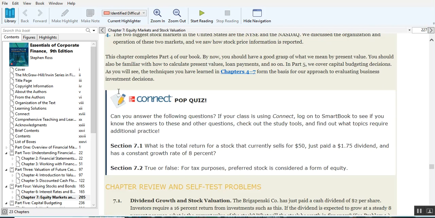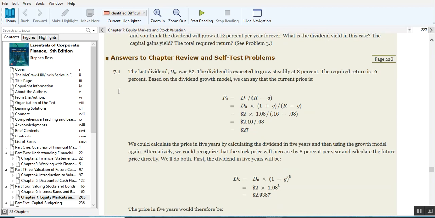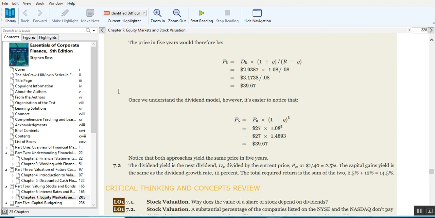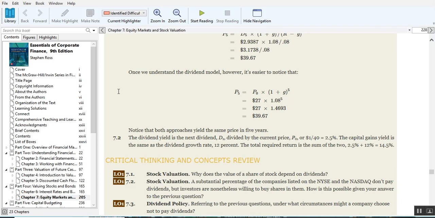Now I want to get down here to the questions for Chapter 7, because you got two questions you need to answer. One is stock valuation. Why does the value of a share of stock depend on dividends? And then the second one is a substantial percentage of companies listed on both exchanges that we talked about don't pay dividends, but investors are willing to buy shares in them. How is that possible, given your answer to the previous question? So this is really just asking you why people might buy a share of stock without having any opportunity for dividends. Anyway, that's it for Chapter 7.